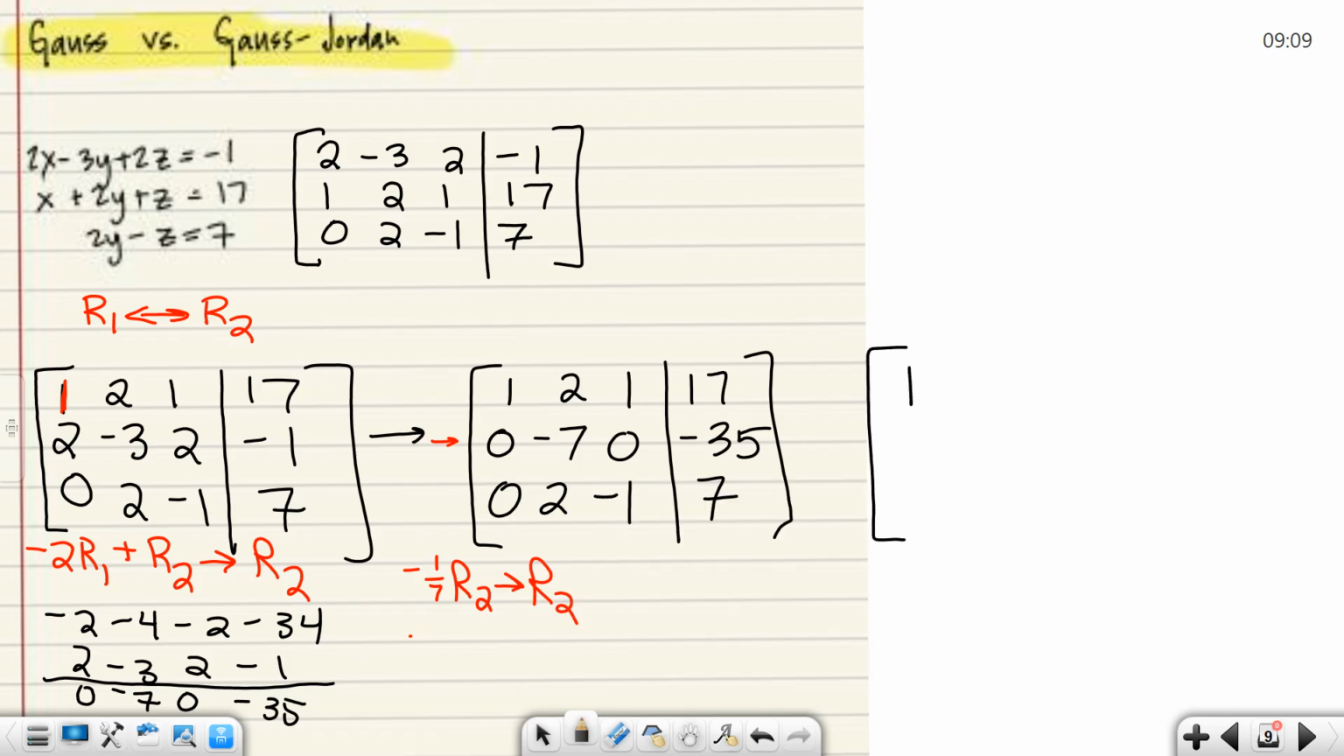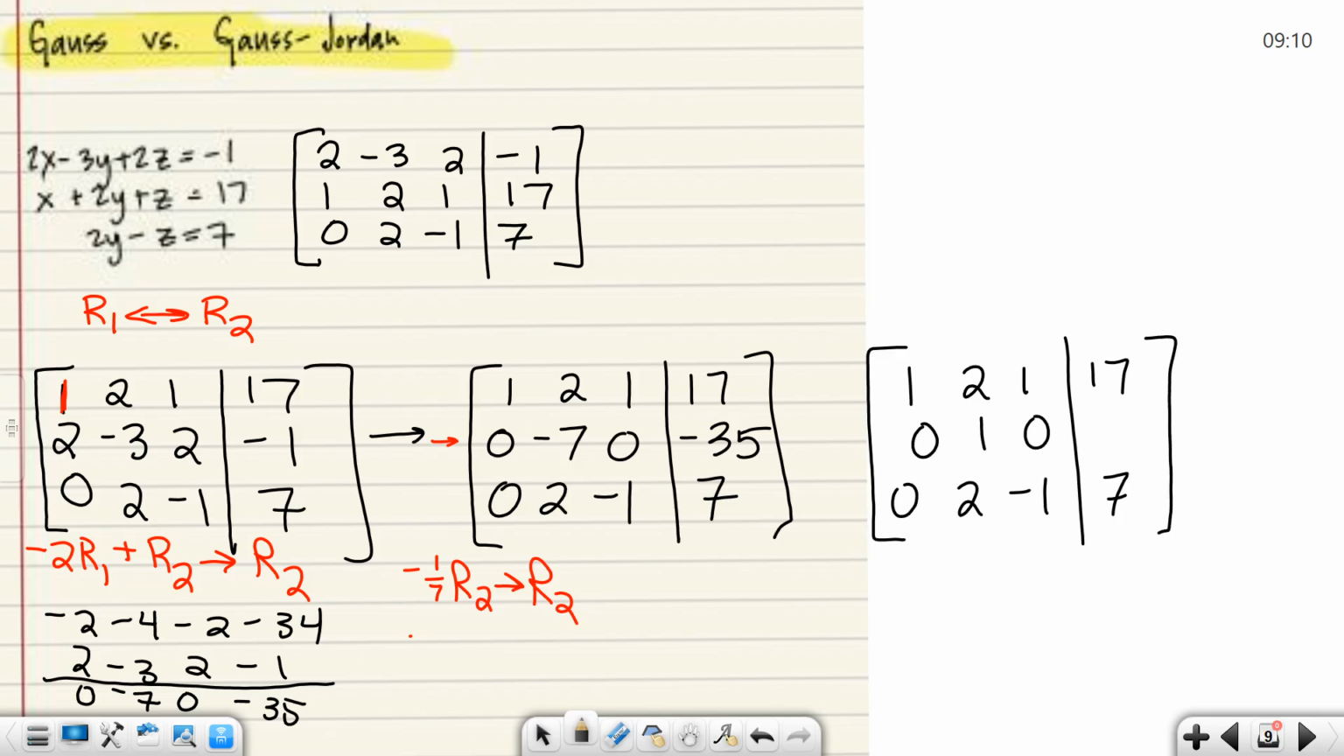Row 1's going to stay the same. Row 3 is going to stay the same. And I'm going to get 0, 1, 0, 5. So I know y is 5. I'm going to use that 1 in the middle in order to get the 2's to be gone.